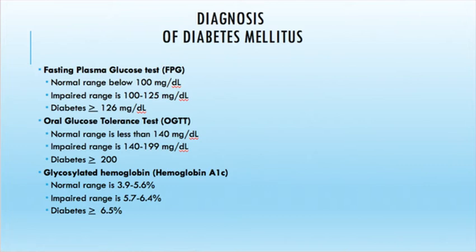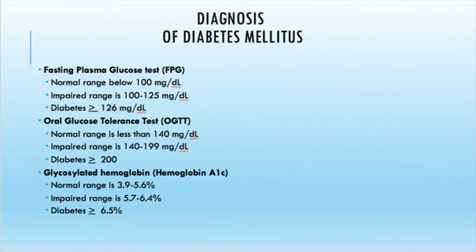One of the other tests is the oral glucose tolerance test. This measures the body's ability to remove glucose from the blood within 2 hours of consuming 75 grams of glucose and 300 mLs of water. This is a pretty common test done for women when they're pregnant and looking at gestational diabetes.